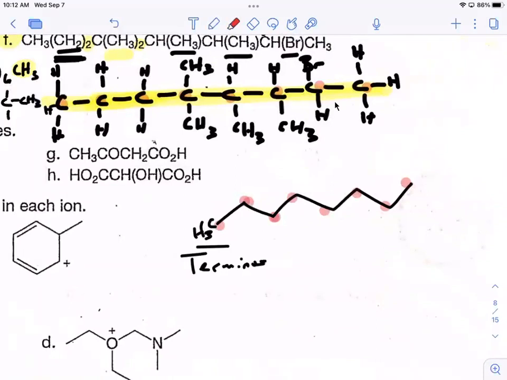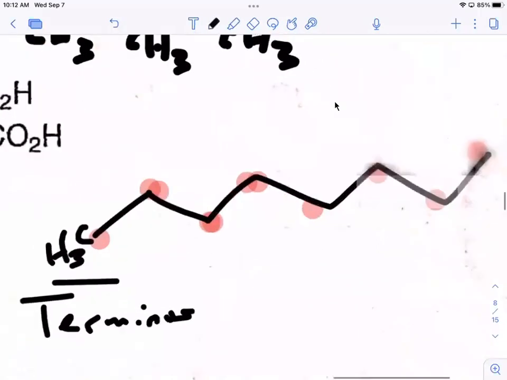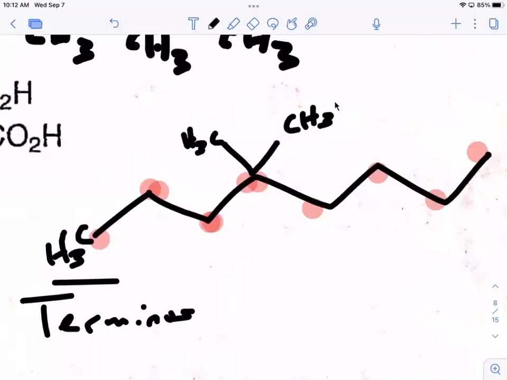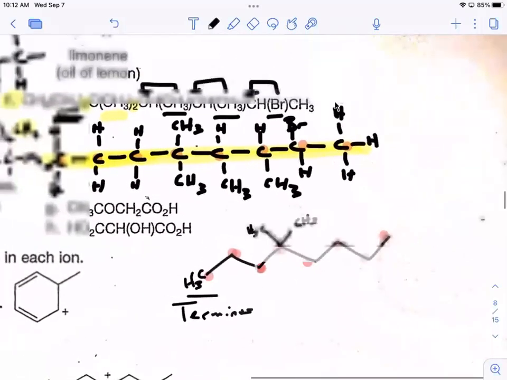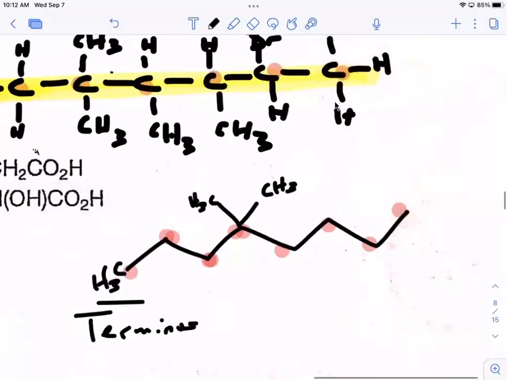We'll leave these. When we get to a 4th carbon here, that has 2 methyl groups on it. So we're going to put them on there just like that. CH3. I always like to show the methyl groups. You don't have to. You could just draw a line, and the end of it is understood to be a CH3. And then we have a methyl group here.